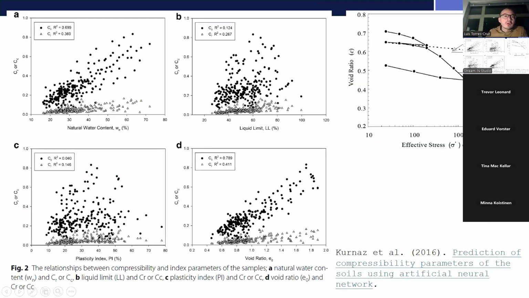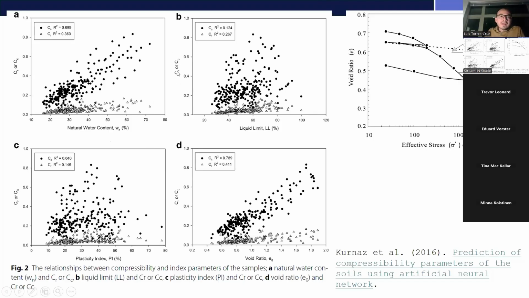Here I am showing correlations between compressibility and a number of index properties or in situ values. So those values are natural water content, the liquid limit, the in situ void ratio, or the plasticity index, right? And agreed, there's a lot of scatter, but again, the idea is to use these correlations just to get an initial estimate of what might be the compressibility characteristics of your soil.